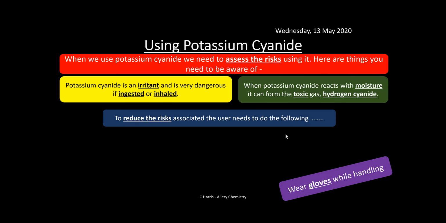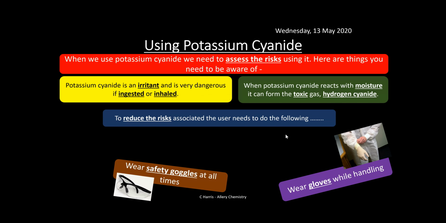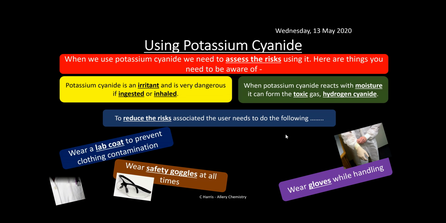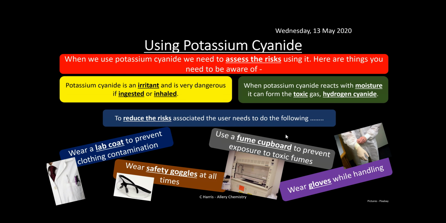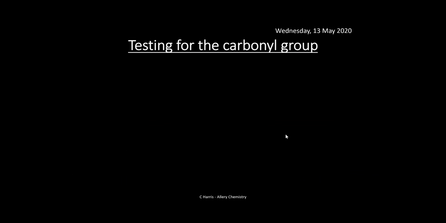So to reduce the risks associated with handling of potassium cyanide, the user needs to do the following. Some of these are obvious. We need to wear gloves when handling it to avoid contact with the skin. We need to wear safety goggles. We should do that at all times anyway. We need to wear a lab coat to prevent clothing contamination. And we need to use a fume cupboard to prevent exposure to toxic fumes. So we're trying to reduce the exposure to this gas.